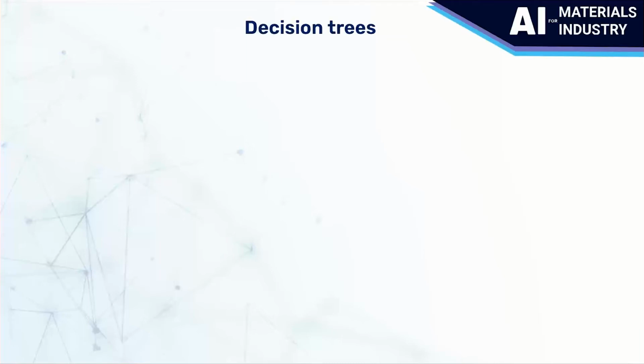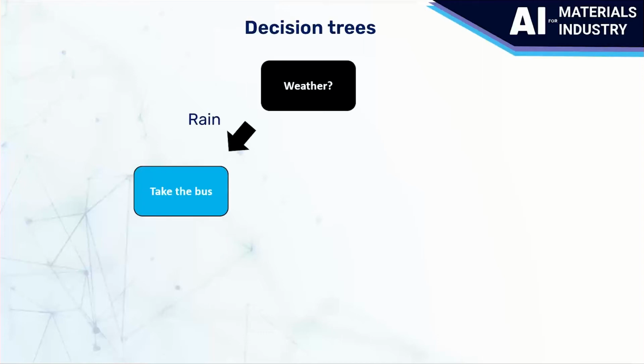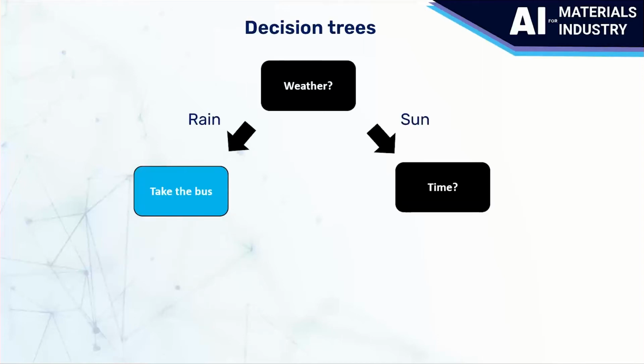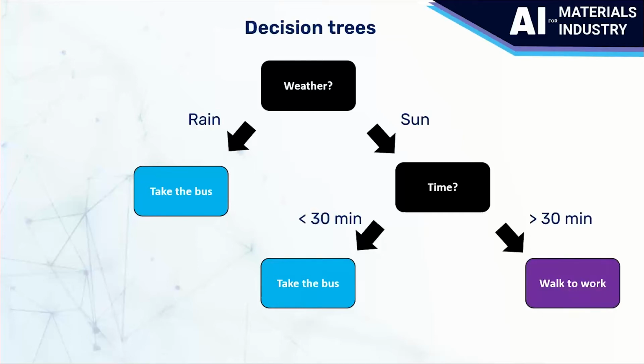Now, what kind of machine learning model will we use for this? We'll use what's called a decision tree. So let me give you a quick example. Imagine we are deciding how to go to work based on a specific day. Then we could ask ourselves, what's the weather like today? If it rains, we'll take the bus. If it doesn't rain, then we'll ask ourselves how much time we have. If we don't have much time, we'll again take the bus. But if we have a lot of time, then we might walk to work.